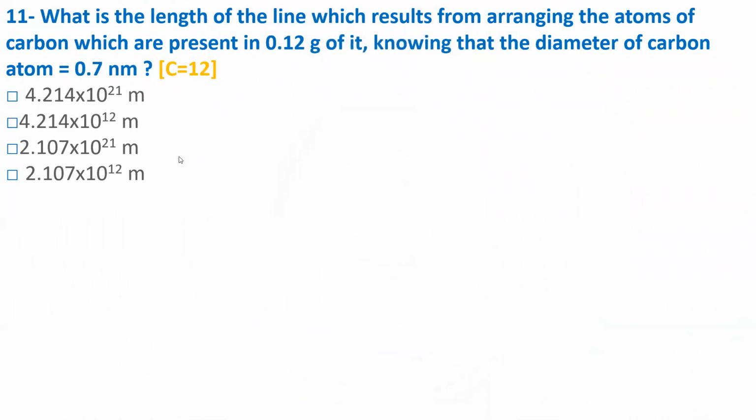Number 11, what is the length of the line which results from arranging the atoms of carbon which are present in 0.12 gram of it, knowing that the diameter of the carbon atom equals 0.7 nanometer. Take care of this nanometer. You need to change it into meter as the result is given in the unit of meter.